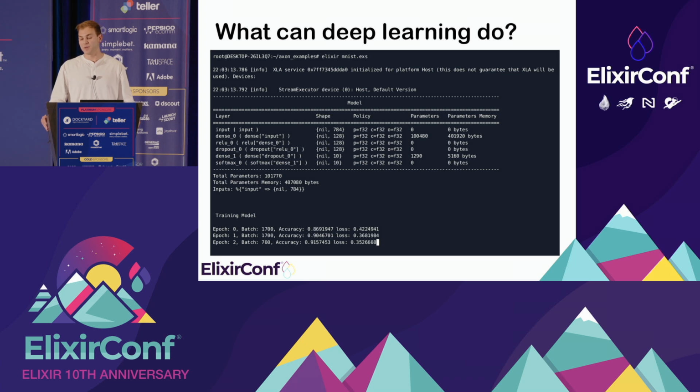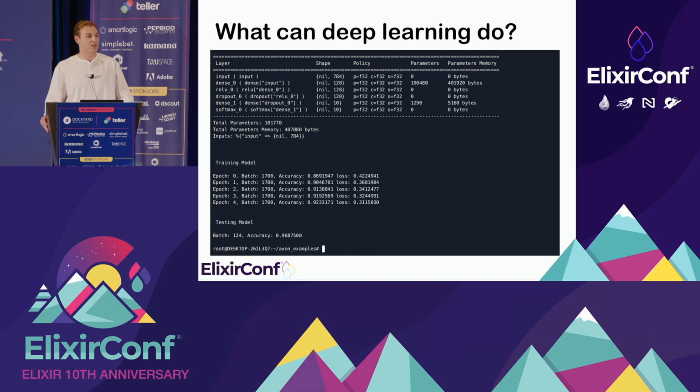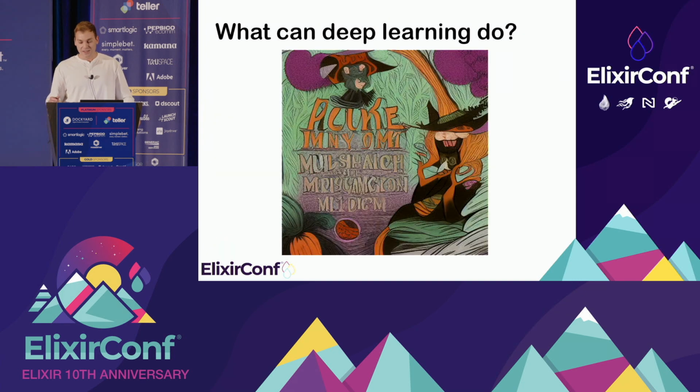So this is an example of me training a neural network on MNIST with Axon. There's a lot of these examples in the Axon repository, and people are contributing more and more every day. So if you want to dive into neural networks, I highly encourage you to submit an example, a training script or inference script, and I'll be happy to review it. And this really just scratches the surface of what is possible with deep learning.